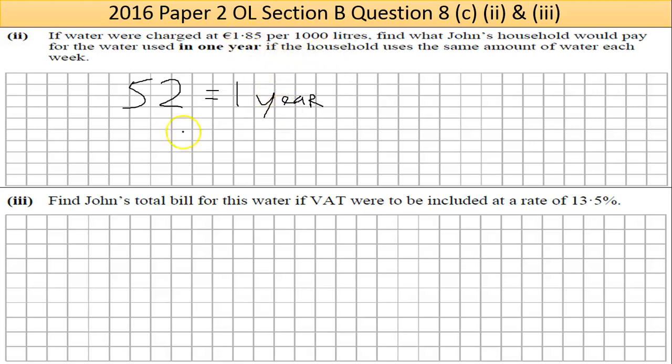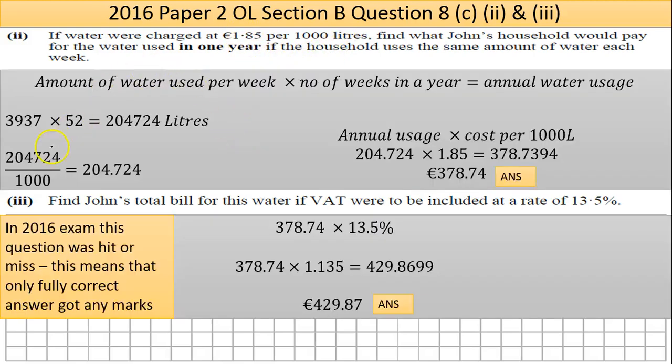that by 1.85. And there's different approaches to this, but the way I've done it here is I've multiplied the 3937 by 52 to get this figure, 204,724. Now if I divide that by 1,000, I'm moving the decimal place back 3 spaces. Okay, so I end up at 204.724, and multiply that by the 1.85, and I get 378 euros, 0.7394 cents.